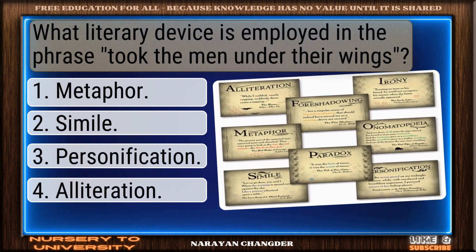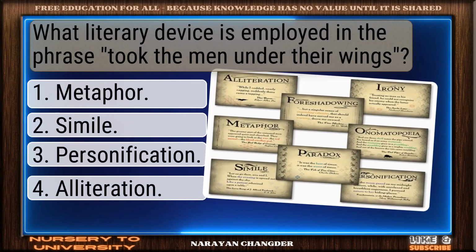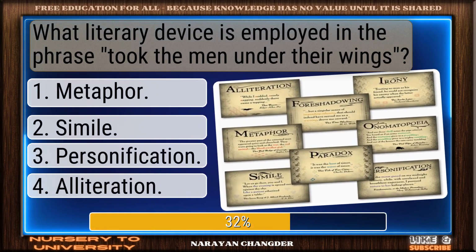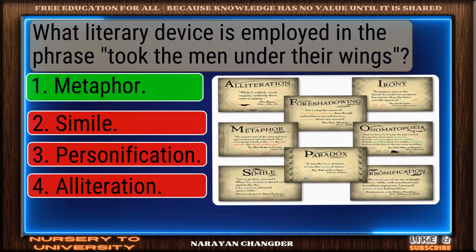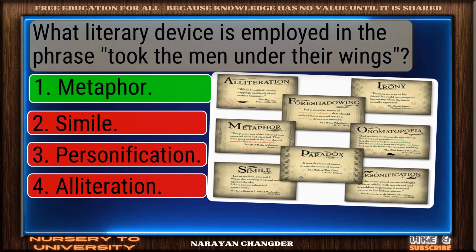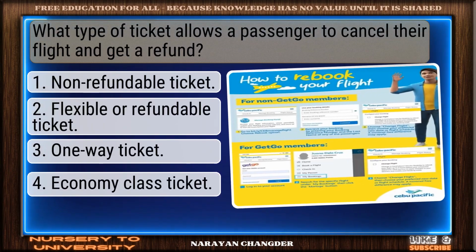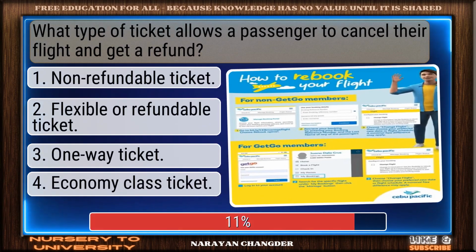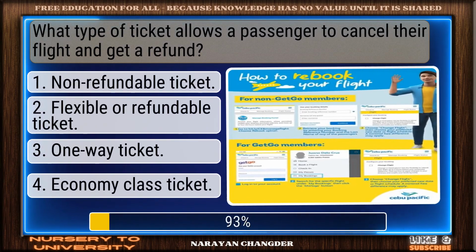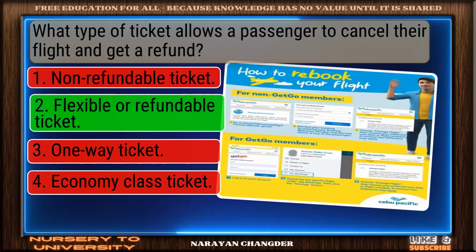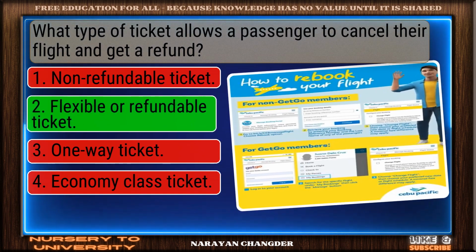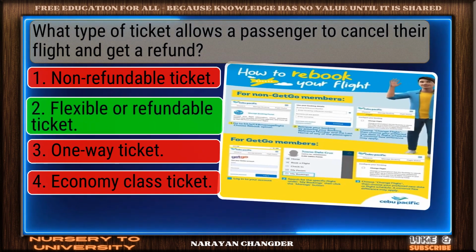What literary device is employed in the phrase, "took the men under their wings"? Excellent. Metaphor is a brilliant choice. What type of ticket allows a passenger to cancel their flight and get a refund? Clear logic. Your choice, flexible or refundable ticket, is sound and 100% true.